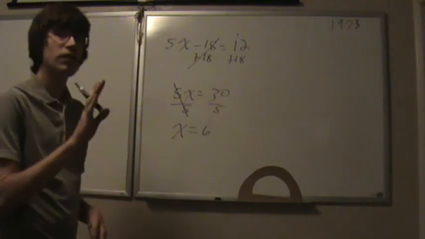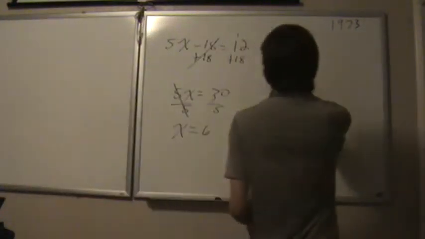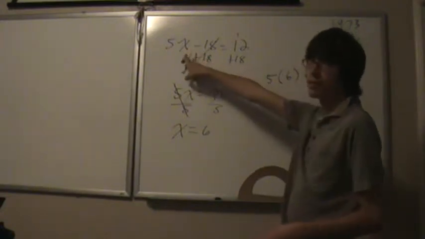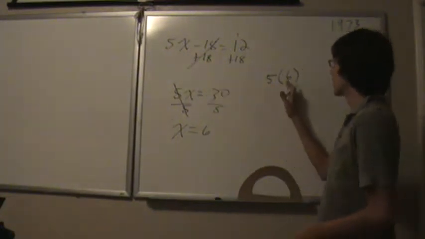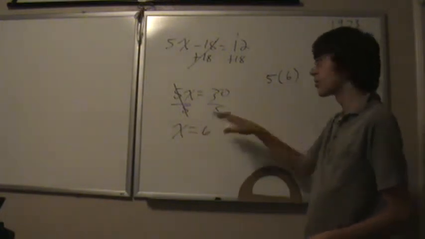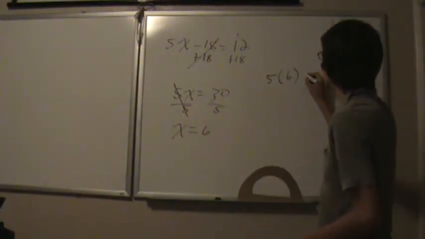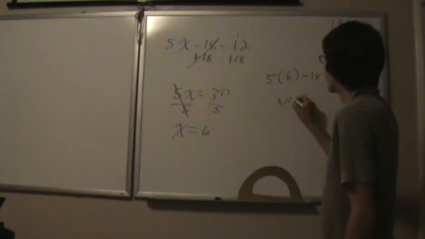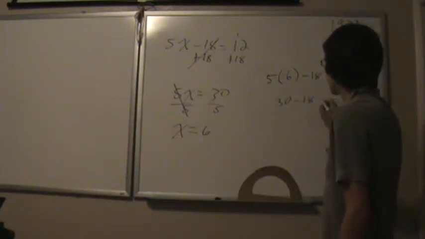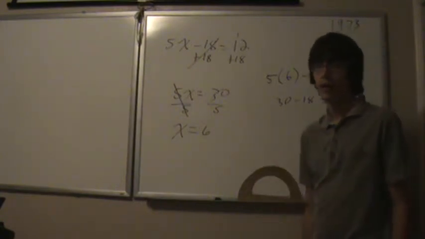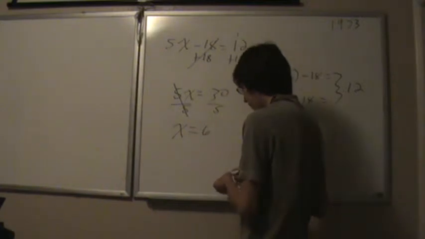Now we can check it by doing 5 times 6, because that's where the x was in the problem. We plug in what we have for x because we now know what x equals. So minus 18, that would be 30 minus 18, which by golly gives us 12. Alright, that's how we would solve that.